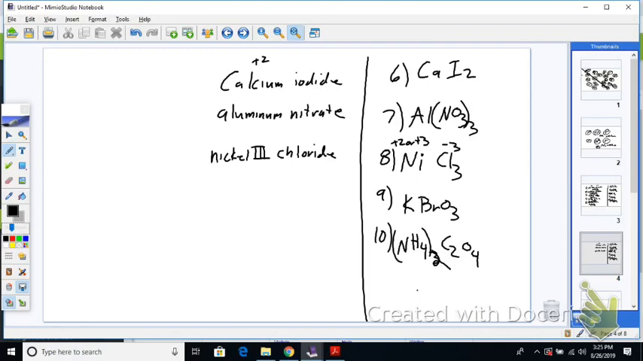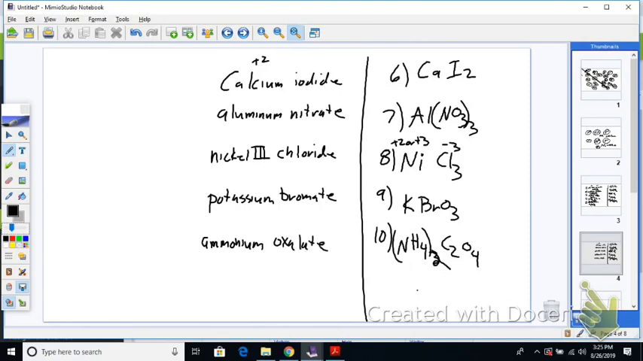Potassium we don't, so we just write potassium, and then BrO3 is bromate. Be careful because you could have bromate, bromite, hypobromite, or perbromate. Same with chlorate. You could have chlorate, chlorite, hypochlorite, perchlorate. So if you have 3 oxygens, it's -ate. And then the last one, it's NH4, so it's ammonium. And then it's oxalate.